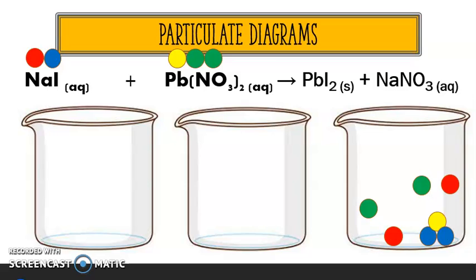Now, for this video, it's not so important that you're able to write the correct chemical formulas for these products. I simply want you to think about how we would be able to predict these products. We need to think about these ions all together at the same time, bumping into each other. And is there a combination that will produce a solid?